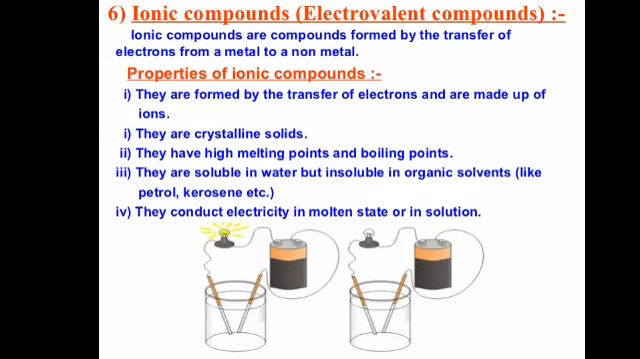The fourth one is they conduct electricity in their molten state or in solution form. That is, when ionic compounds are dissolved in a solution or in a molten state, they possess ions that can show mobility, and as such they carry charge from one end to another, so they can carry electric current, and they are good conductors of electricity in their molten or solution state.